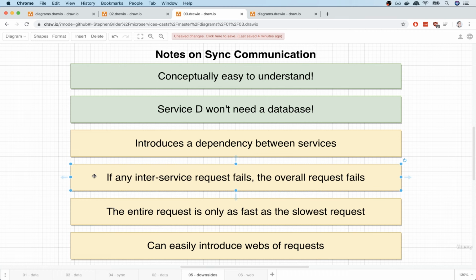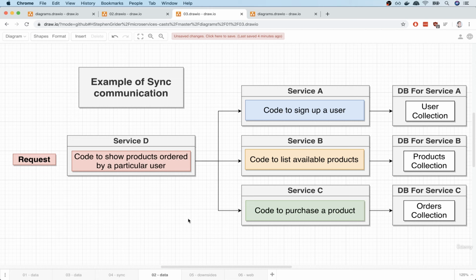The next big issue is that if any of these inter-service requests fail, the overall request is going to fail as well. So very similar to what we just said about service A failing, if for some reason this request right here fails, well, now we don't know if that user exists, so chances are we would throw an error and respond to the request and say, sorry, but an error occurred, can't help you.